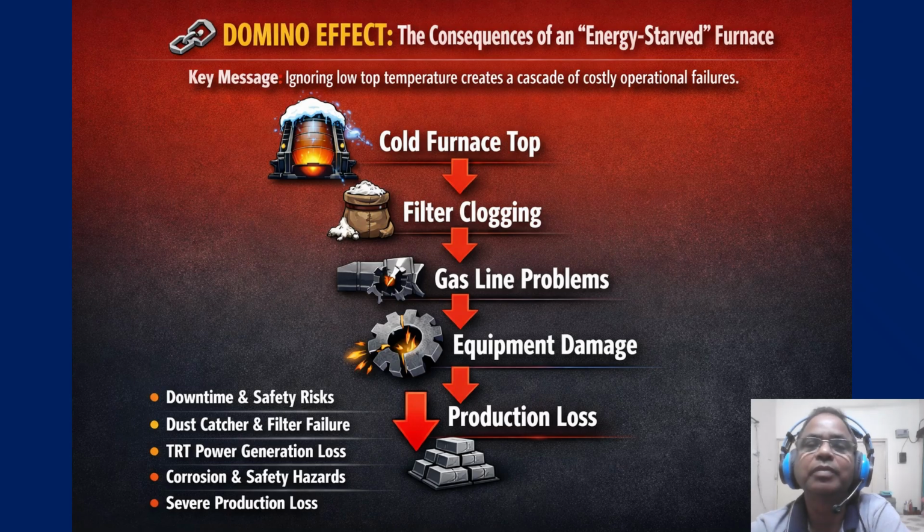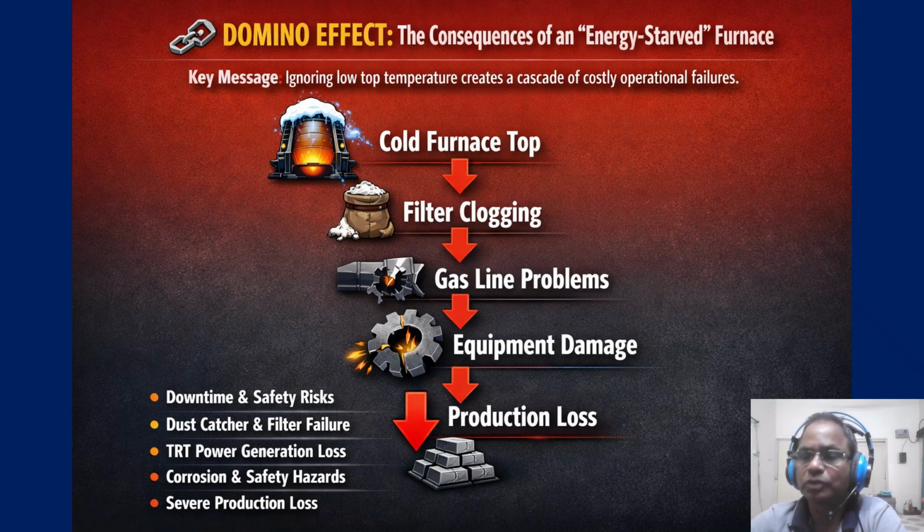Next, gas line problems. That same moisture creates acidic condensate that cracks pipes. Then equipment damage. Valves, bells, top gear break under corrosive attack. Finally, production loss. In extreme cases, the hearth can actually freeze solid and recovery takes a day or weeks. And remember the safety risk. Top gas at 80 degrees centigrade is a direct path to a cold, frozen, chilled hearth, whatever we say, a hearth failure. So ignoring low top temperature doesn't just cost efficiency, it risks your entire operation.